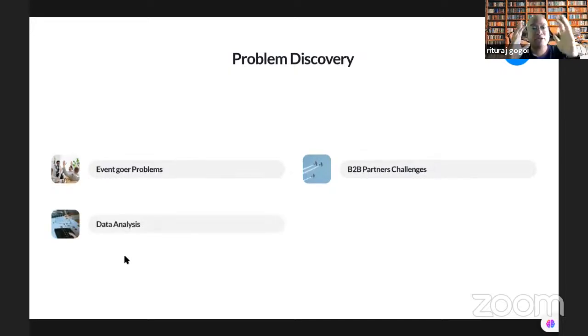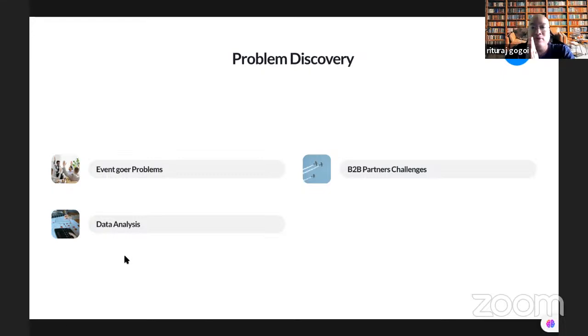Now, coming to the first important thing of problem discovery, which is, of course, data analysis. I mean, the more you do, the better, because there are so many things that you get to understand when you go deep inside the data.